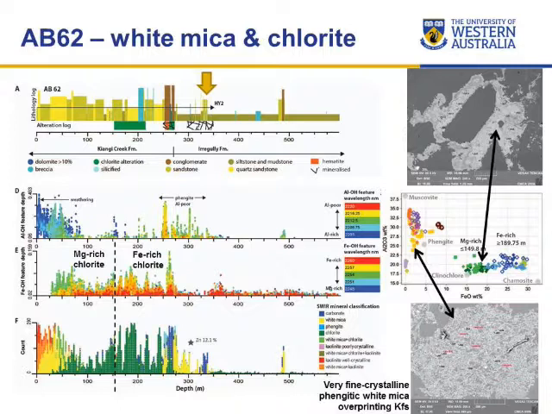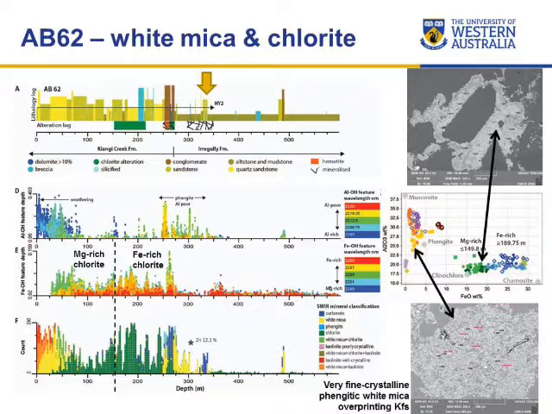The phengitic alteration in the SEM-EDS analysis relates to very fine crystalline white mica or sericite, which is replacing potassium feldspar. And the chlorite in the upper part of the core is magnesium rich, whereas the lower part of the core is iron rich.